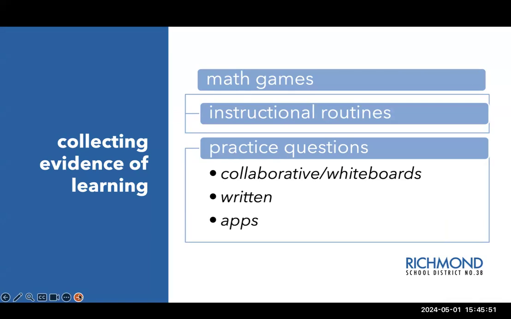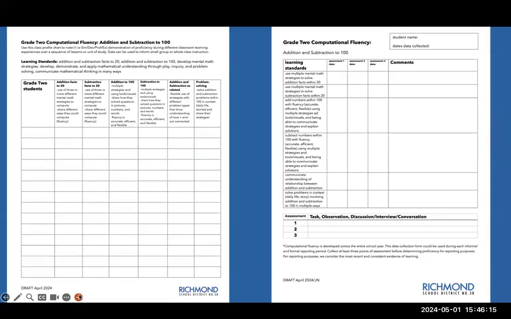Often, we've talked in this series about computational fluency, that we have a variety of ways we practice that. We practice during math games or instructional routines like number talks. And then we might provide practice questions on whiteboards that are done collaboratively or written in math journals or notebooks, and maybe on apps. So how do we collect evidence of learning when students are doing all those different forms of practice?